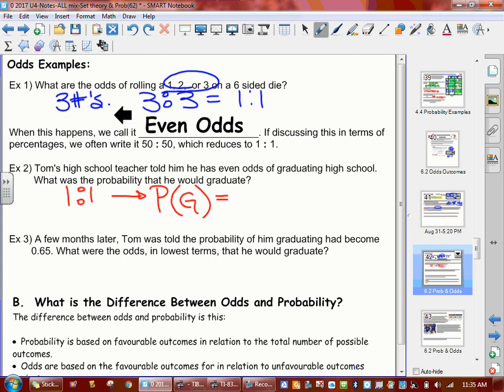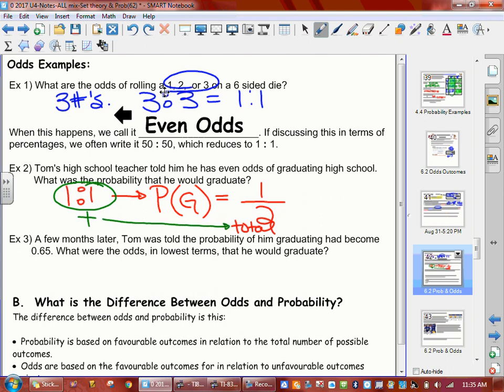1 over 2, because we have to add the total. So 1 over 2, the total is on the bottom. Now, to get the total, what do I do to these numbers? I add them, and that's how I get my total number. Okay, so you add them to get the total for the bottom.